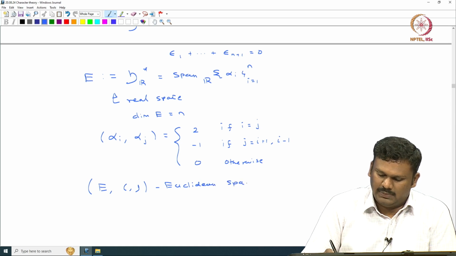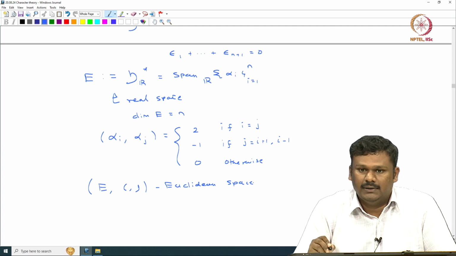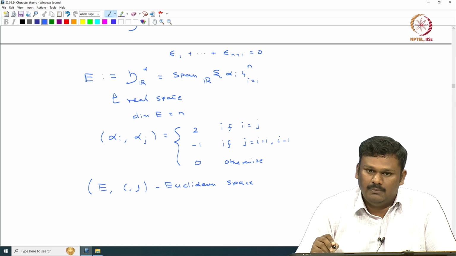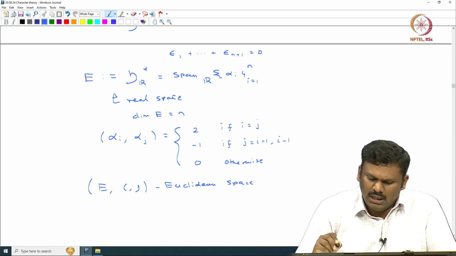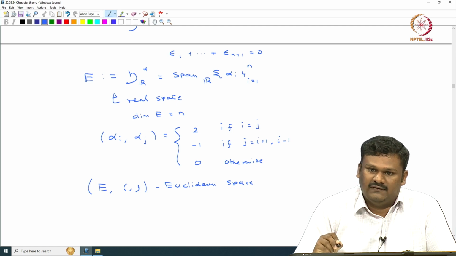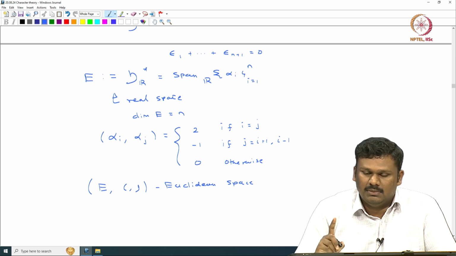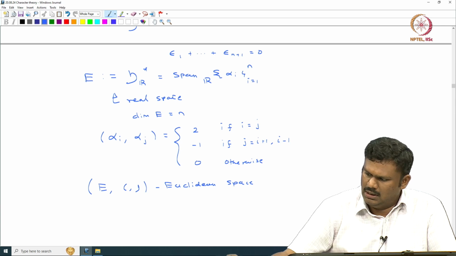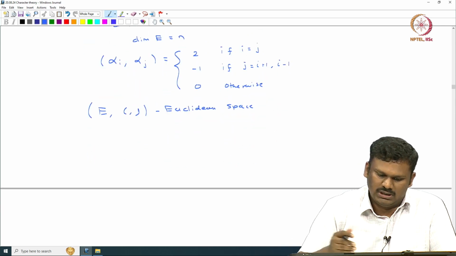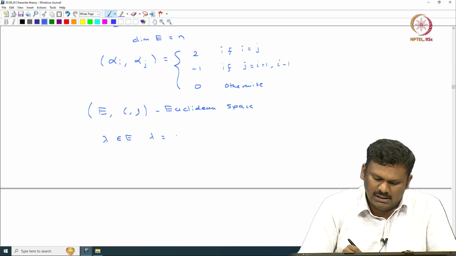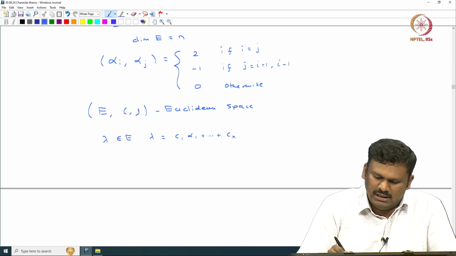The meaning of Euclidean space is that this inner product is, in this case, a positive definite form. It is a non-degenerate symmetric bilinear form which is also positive definite. That means if you take some non-zero lambda from E, then (lambda, lambda) must always be positive. One can check this quickly. If I take lambda inside E, then let us write it in the alpha_i basis: lambda is exactly c_1 alpha_1 plus etcetera plus c_n alpha_n.